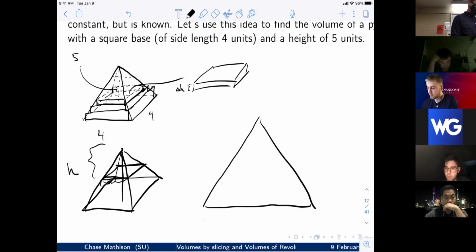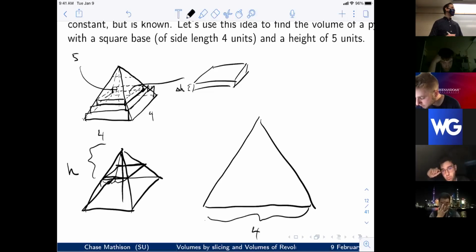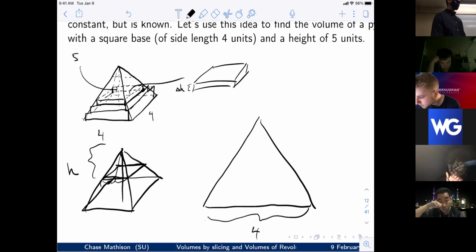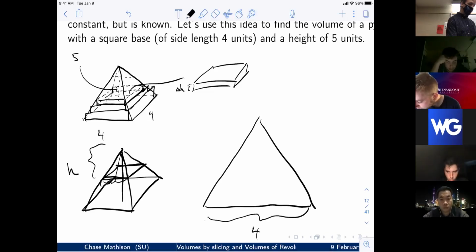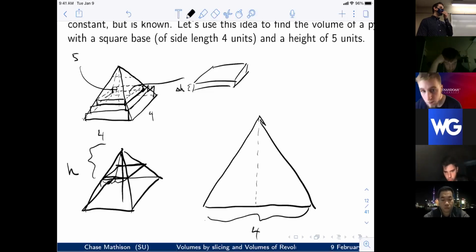So here's the bottom. This length right here is the bottom of our pyramid, and that's got a length of 4, right? So this is us standing on one side of the pyramid. This tippy top up here, this length isn't 5. We can find that length pretty easily. We'll do that in a second. But it's not 5 because that tilts away from us, okay?